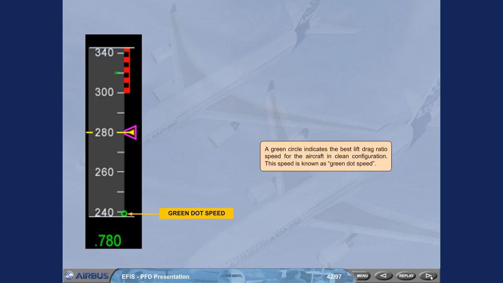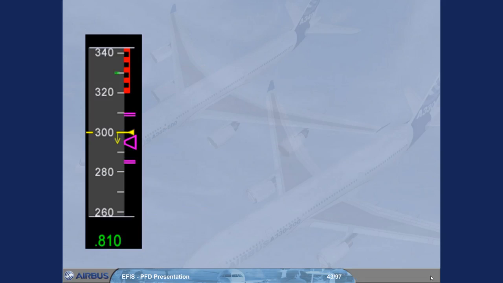During an FMGS computed, managed descent, the single triangle is split into two to give a speed range. A double magenta bar indicates the target speed. In the example shown, the target speed is 295 knots. The speed will vary between the two speed range indicators as the aircraft maintains the required descent profile. Managed descent profiles will be studied in depth in the ATOF flight modules.